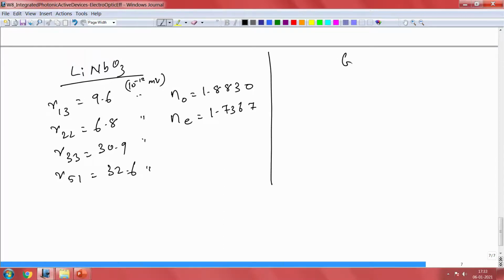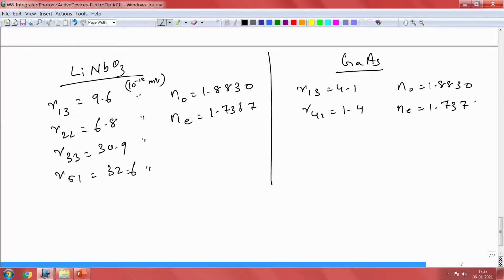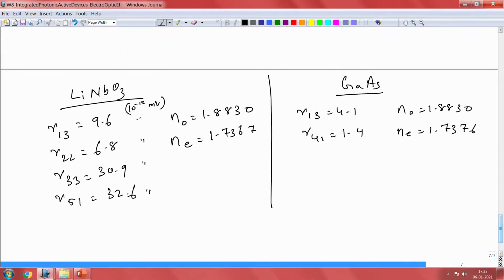Let's look at another famous material, which is gallium arsenide. So gallium arsenide has R13 of 4.1, R41 is 1.4, right. Again n naught is 1.8830, and ne is 1.7376. So this is all done using experimental techniques. So we use experimental methods in order to measure this electro-optic tensor, right.